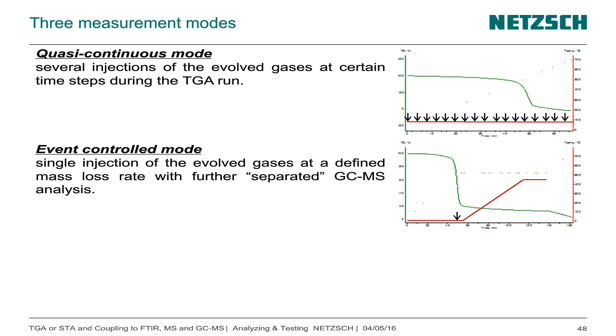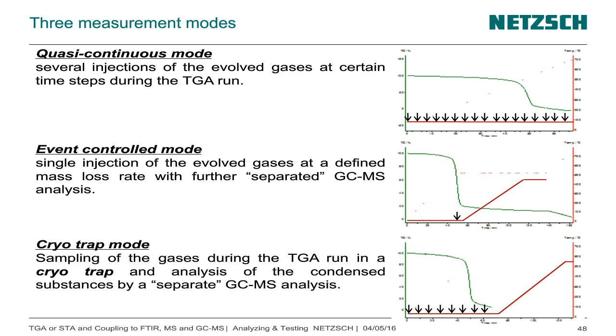And the third one is working with a cryotrap. With a cryotrap, you always switch the valve, let's say every 1 minute, and for gases which are not trapped in the valve, you have the online information. With the gases which are trapped in the valve after the last trapping or valve switching, you heat up the cryotrap and heat the GC oven, and then you have a normal GC run. So these are the 3 modes.